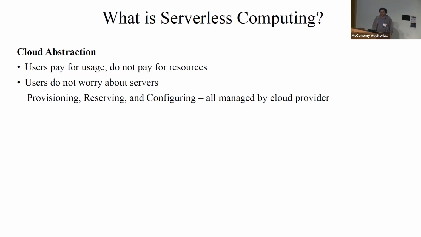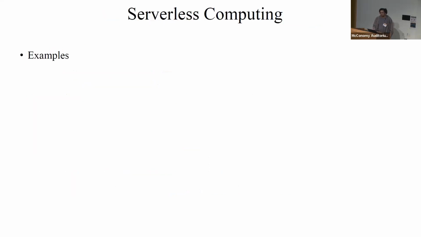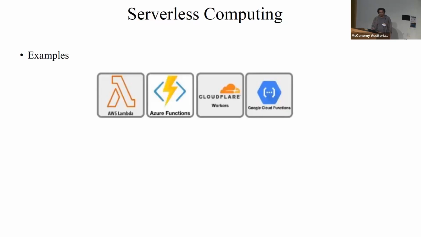Another name given for serverless computing is function as a service. This is because the users basically have to upload their code as functions to the cloud. And these functions get executed whenever they are invoked, or say triggered, by events such as timers or HTTP protocols. So popular serverless platforms are mainly Amazon's AWS Lambda, Microsoft Azure, Google Cloud Functions.